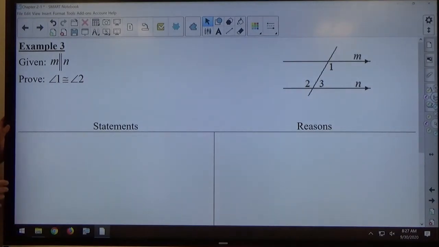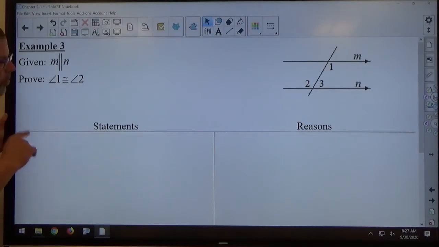But what we're trying to prove here, if you look at 1 and 2, those are alternate interior angles. So we're trying to prove the alternate interior angles theorem. We can't use the alternate interior angles theorem to prove the alternate interior angles theorem. You're not allowed to use the same theorem you're trying to prove. So you have to use other theorems and postulates to do this.